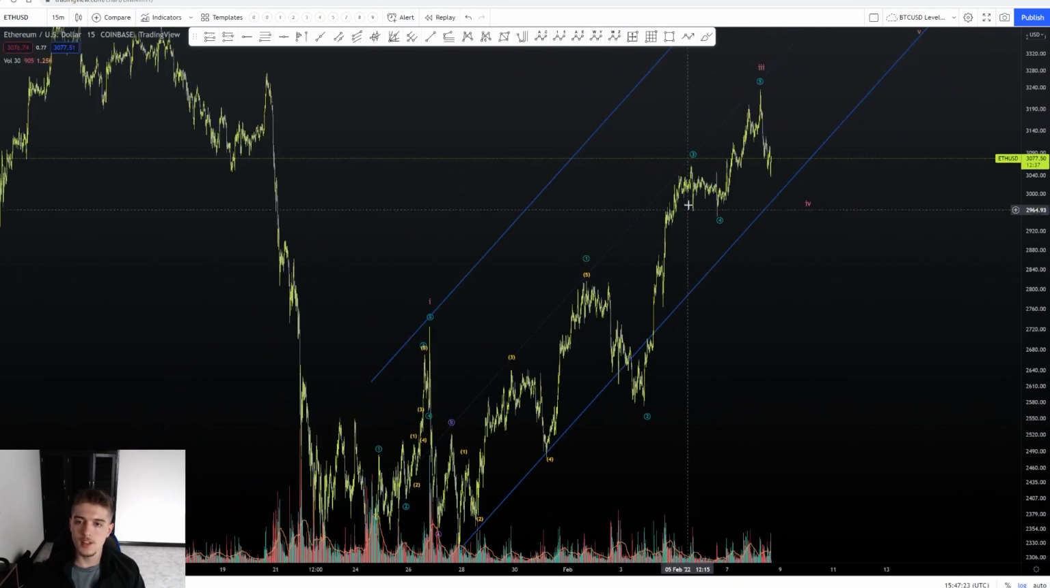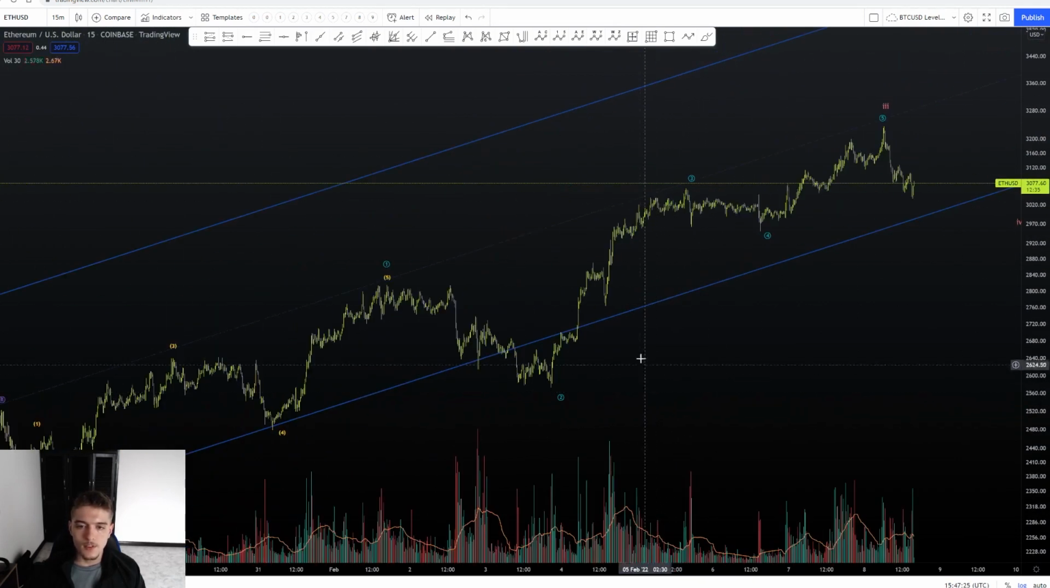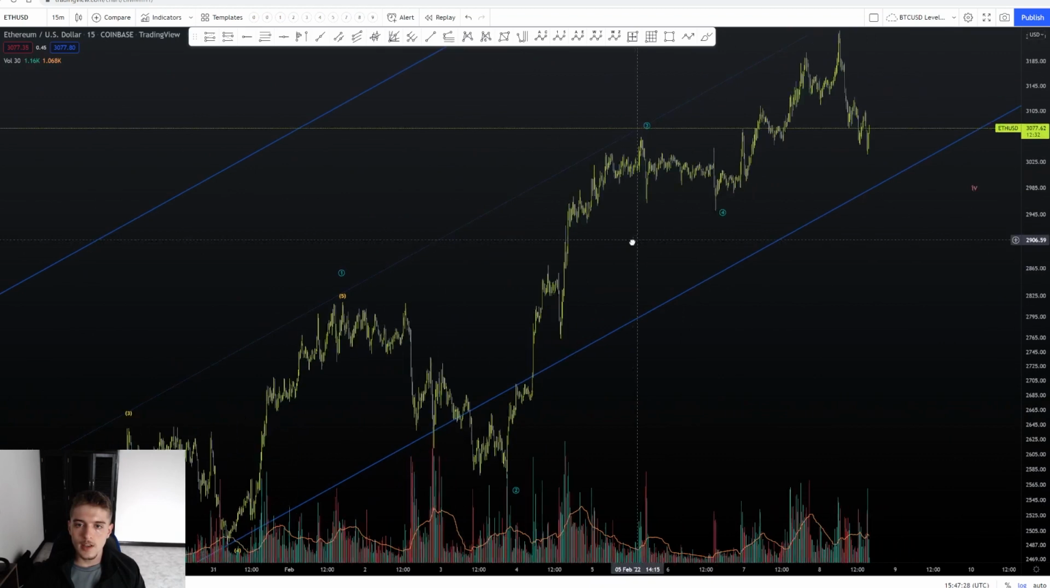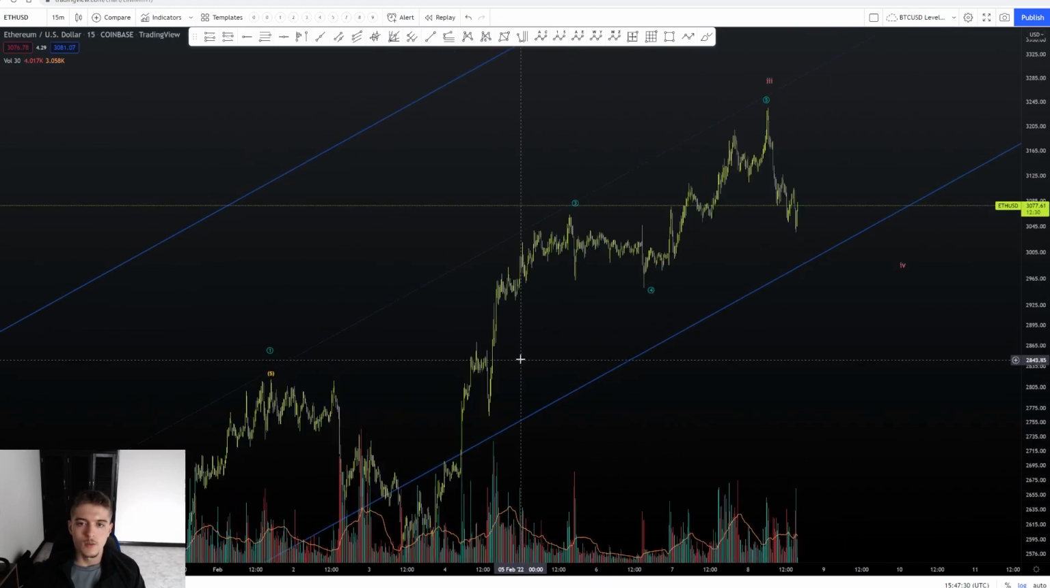Then moving up, this section is a little bit tricky because for this section right here, if you were to count this as, let's see.